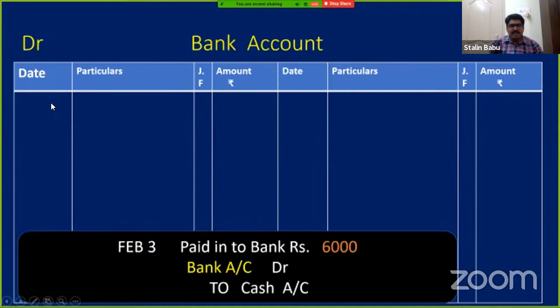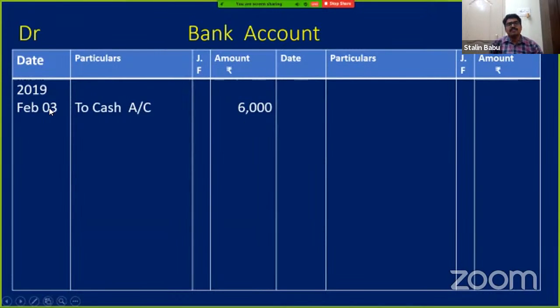What is the date? February 3rd. So write the date of the transaction in the date column. In the particulars column, what is against the bank? Cash. So the name of the account is written, that is cash account, to cash account, and enter the amount in the amount column. 2019, February 3rd, to cash account 6,000.